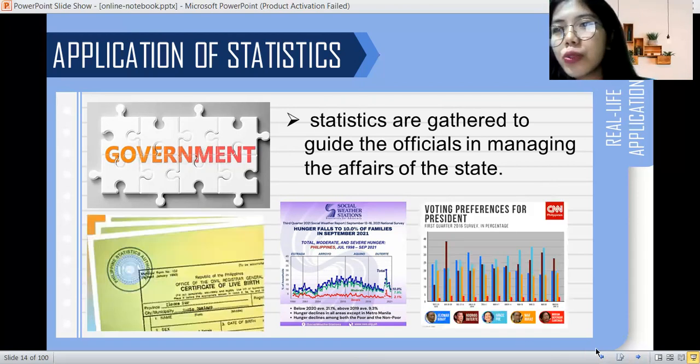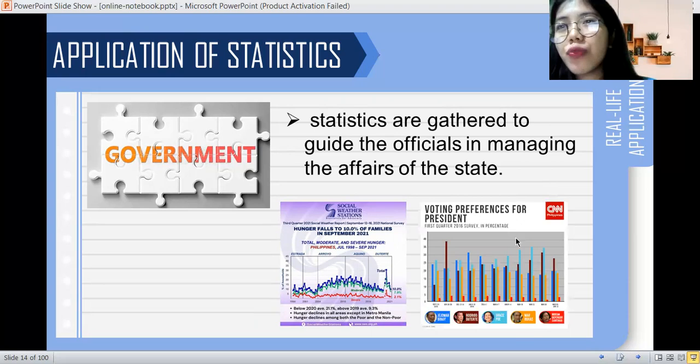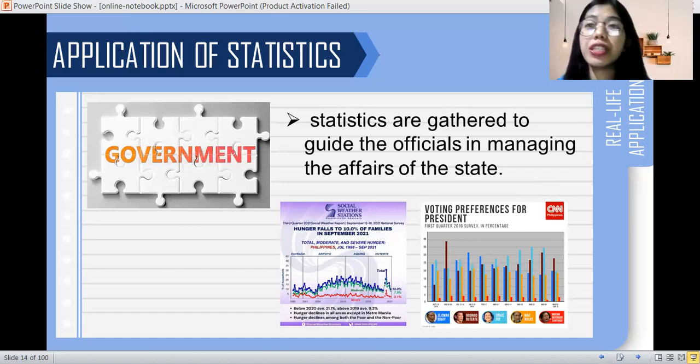And then, we also have this one, voting preferences for president. So, ayun po, nagagamit din po natin yung statistics para malaman kung sino nga ba yung mga preferences ng mga Filipino citizens na maging next president natin. Kagaya ngayon, marami nang lumalabas sa ating mga media na surveys kung sino yung gusto nilang maupo sa pwesto, ganun po.